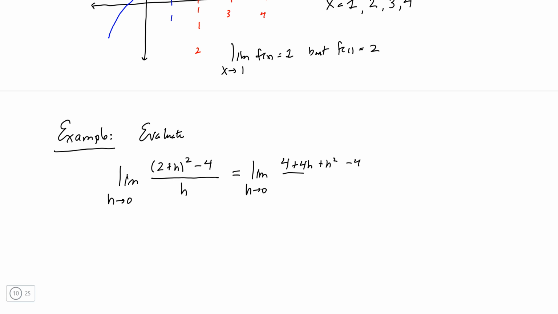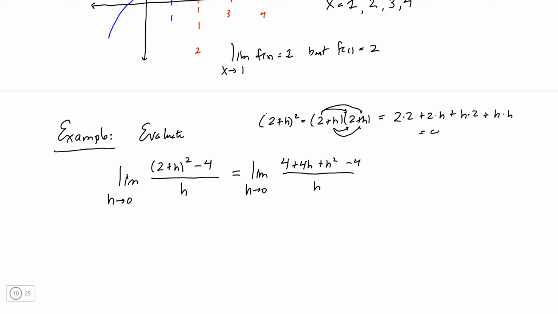So that's just FOILing that out, right? Because I have (2 + h)² is (2 + h)(2 + h), and so I FOIL this out for our practice. I get 2 times 2 plus 2 times h plus h times 2 plus h times h. And that's 4. And then I get 2 copies of the h there, so 4h plus h squared. So that's where that's coming from.